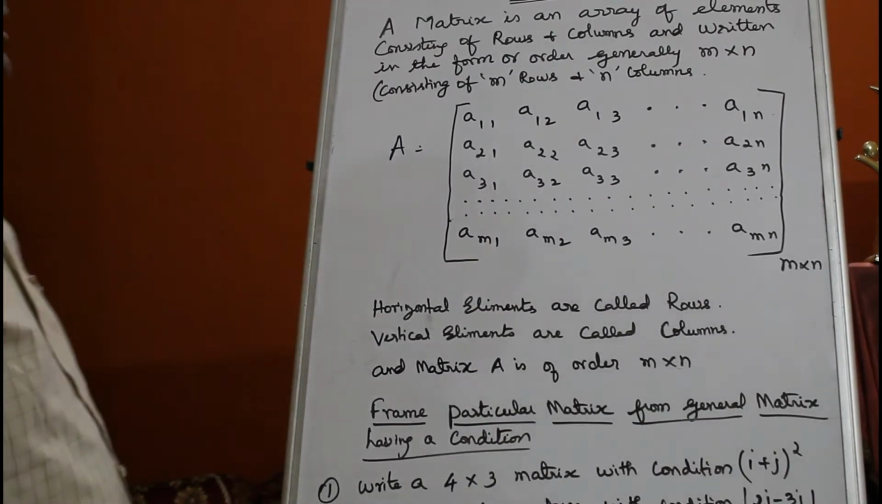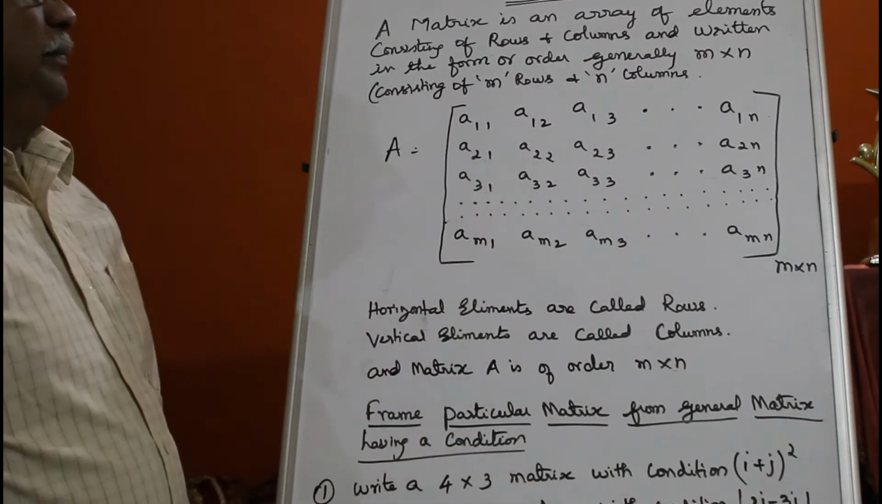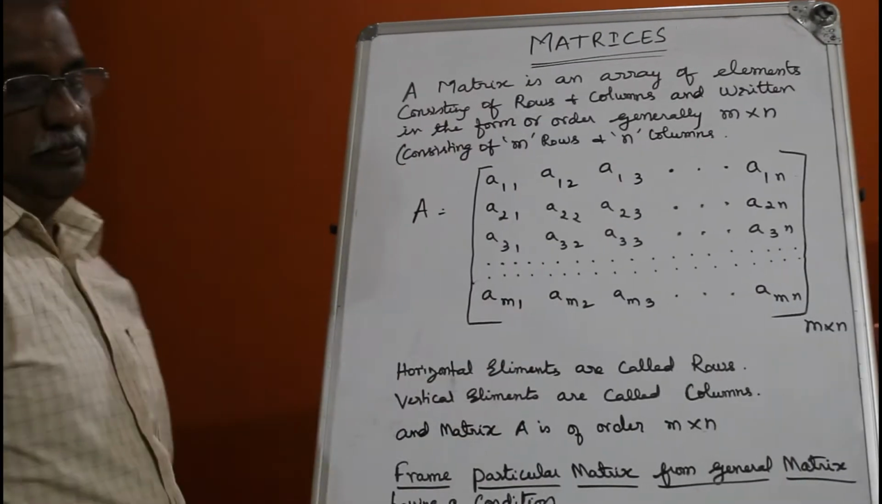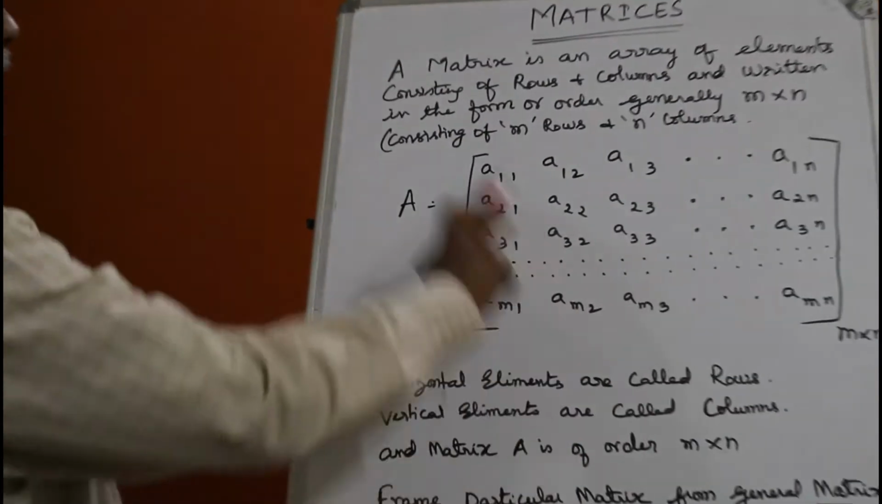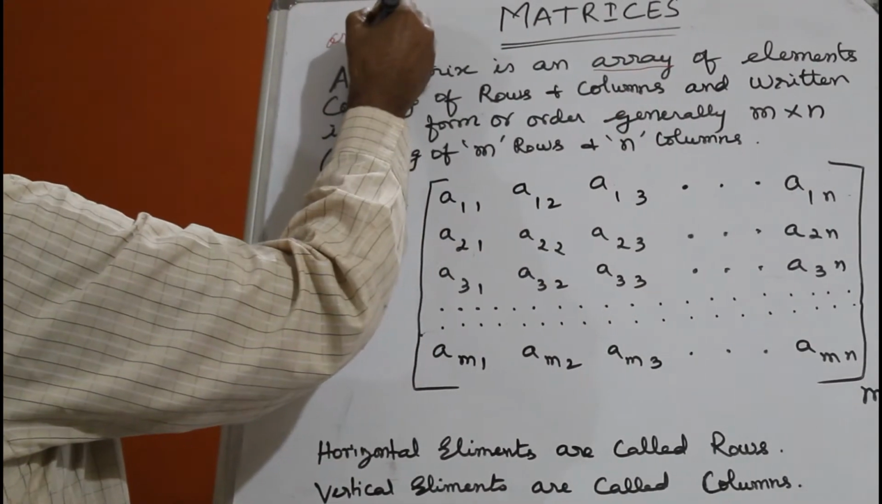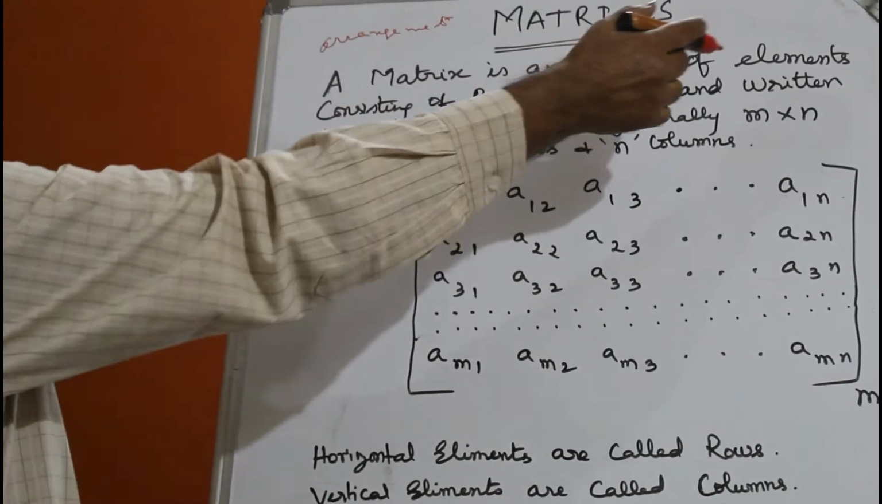So, welcome students. We are going to take a topic called matrices. Matrices means plural. Matrix means singular. Matrices is plural. A matrix is nothing but an array. Array means arrangement. Arrangement, they generally say as the word array of elements.